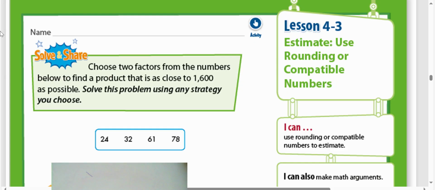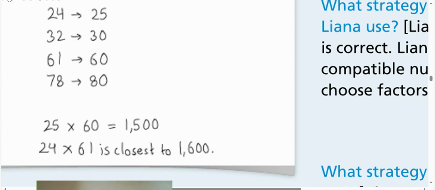Okay, in this work here, 24 is nearest to 25, 32 nearest to 30, 61 nearest to 60, 78 nearest to 80. Then we can find the product of 25 by 60. We must put 0 here, and 6 times 25 equals 150. So 24 times 61 is close to 1600.